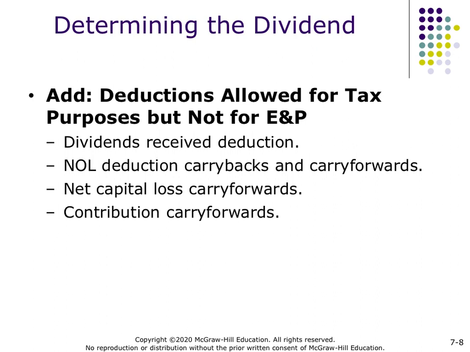Again, this is to get to current earnings and profits, all right? And we're going to add back deductions that were allowed for tax, but not for E&P, okay? So they reduced our taxable income, but they shouldn't reduce our earnings and profits. So these are items that we are going to add back.